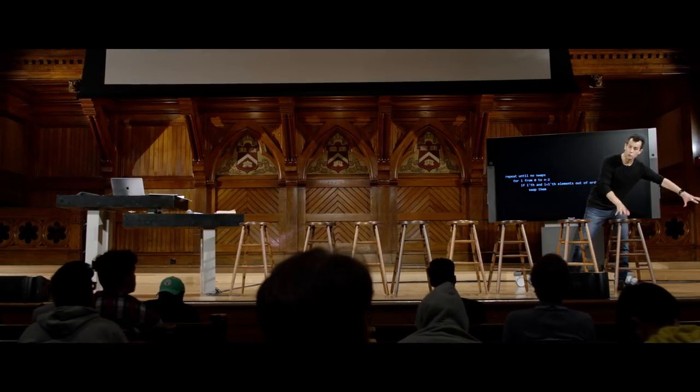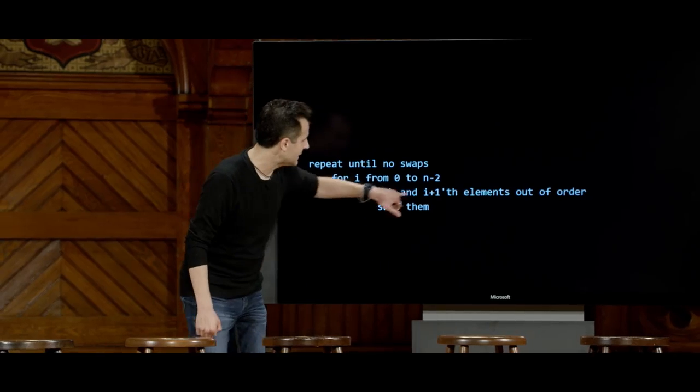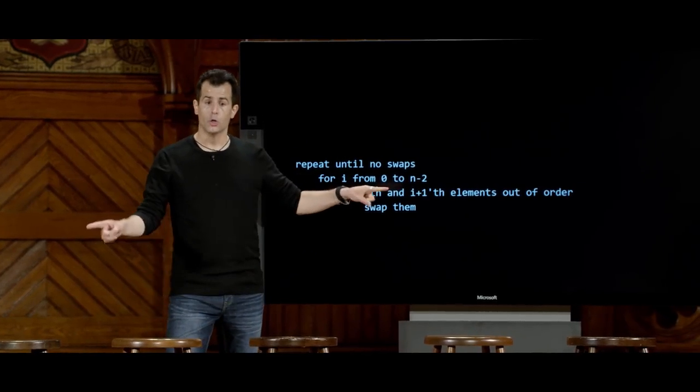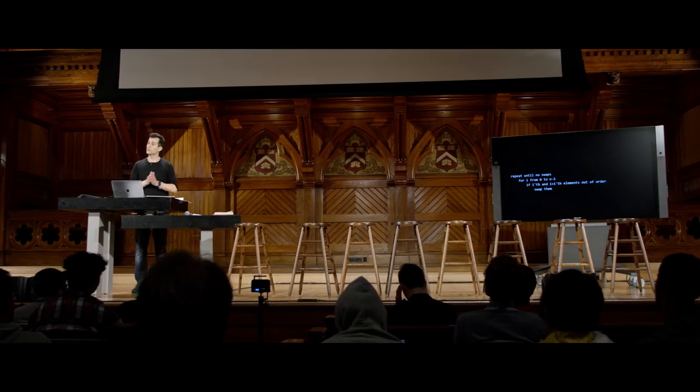So I don't want to accidentally do this. That's why it's n-2 at the end here. Then I want to go ahead and, if the ith and the ith plus 1 elements are out of order, swap them. So that's why I was asking our human volunteers to exchange places. And then just keep doing that until there's no one left to swap. And by definition, everyone is in order.